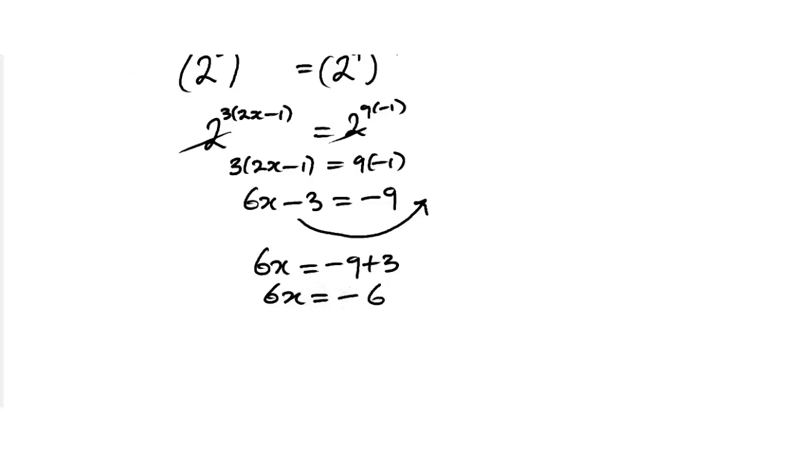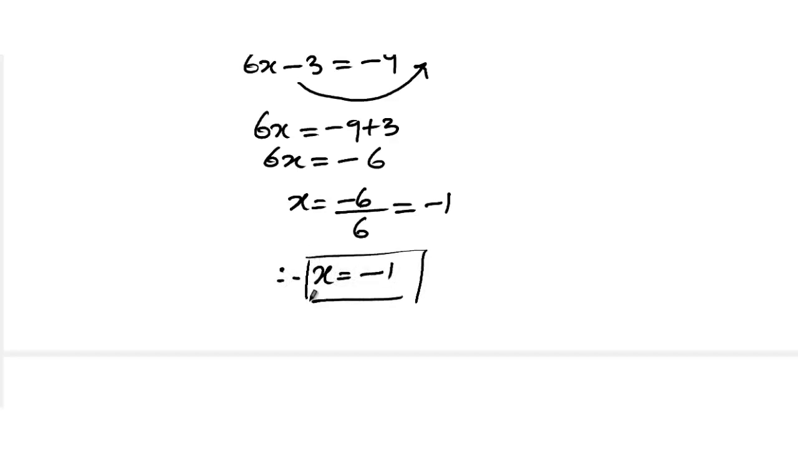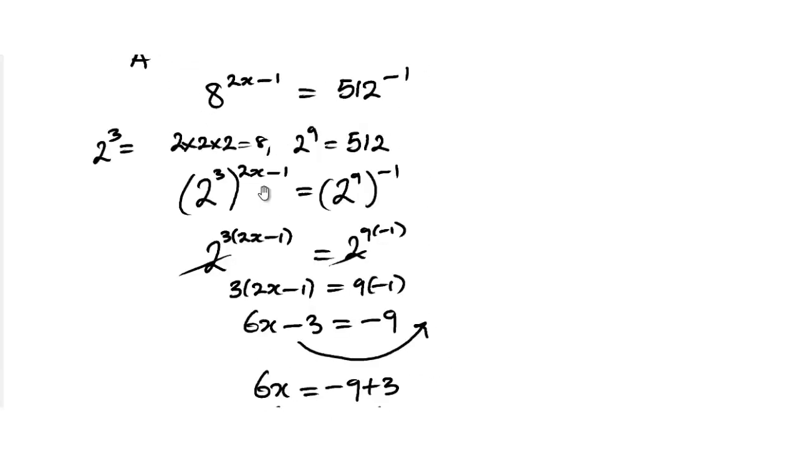Divide through by the coefficient of x. So if we divide through by the coefficient of x, x will be equal to minus 6 over 6, which is equal to minus 1. So therefore, x in this case is minus 1. I think in one of the videos I checked really, but okay, let's check. We have x is equal to minus 1 because that's the solution.